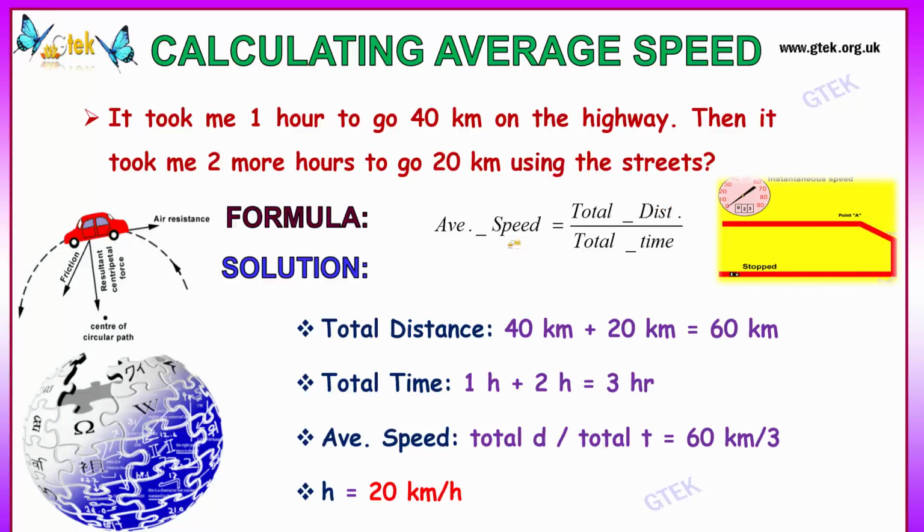So average speed is equal to total distance divided by total time. What is the total distance? 40 and 20 is 60 kilometers, and the total time is 2 hours and 1 hour, which is 3 hours. So the average speed is total distance 60 divided by 3, that's 20 kilometers per hour.